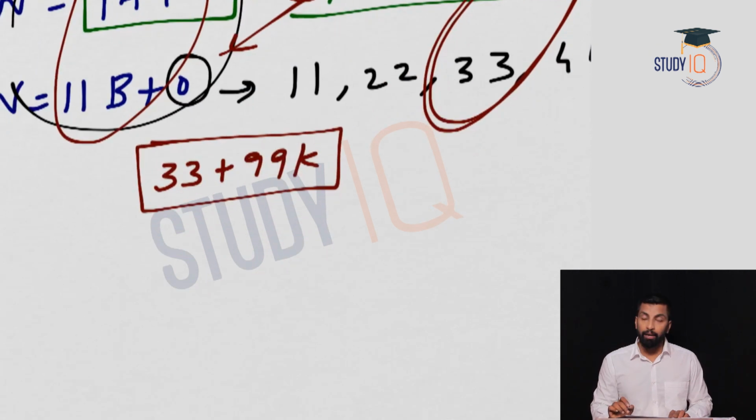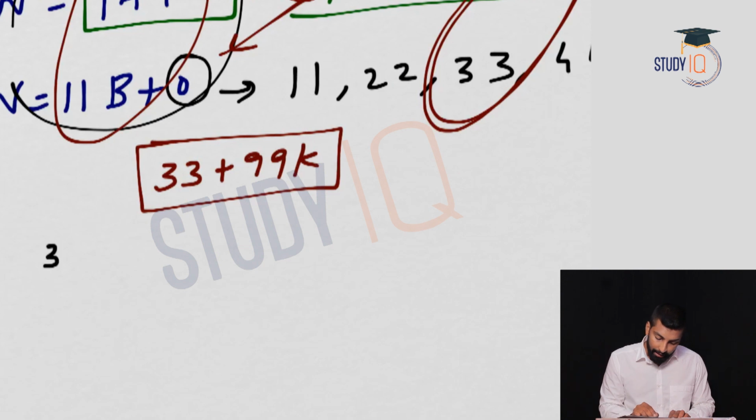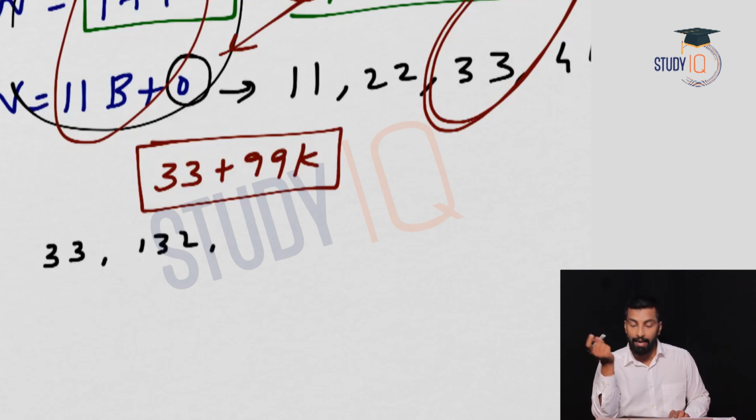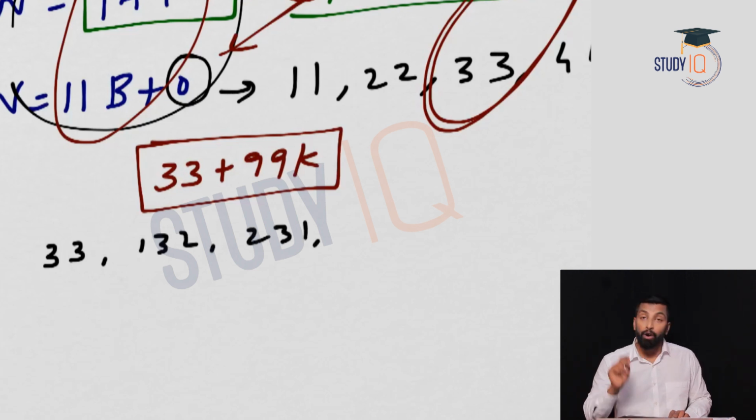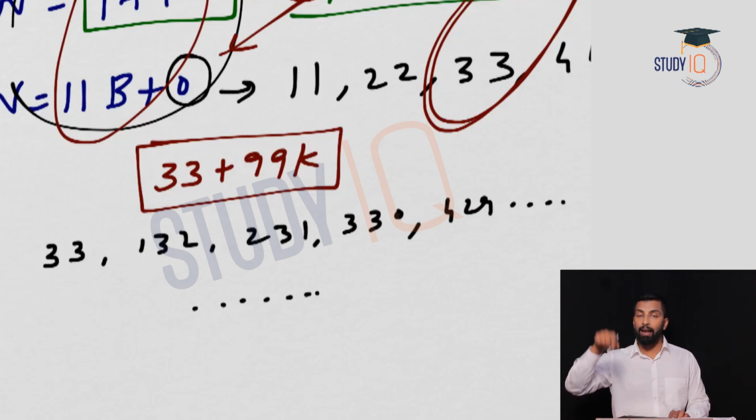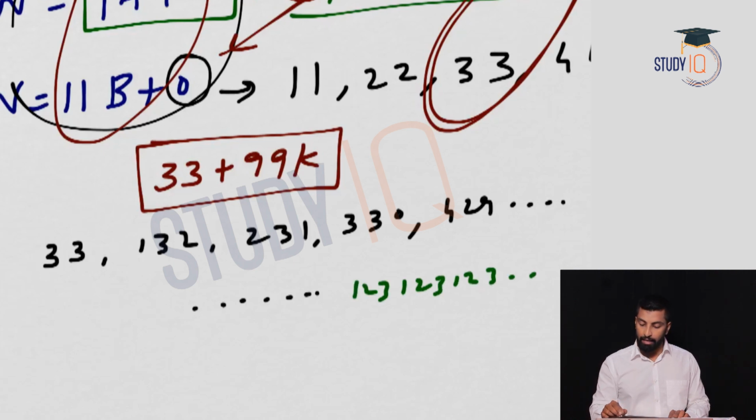But here, what is the first term if I ask you? 33. Second term, 33 plus 99, 132. Third term will be 132 plus 99, 231. Fourth term will be 231 plus 99, that is 330. Fifth term will be 330 plus 99, that is going to be 429. If you keep on writing this, in the end what you will get? You will get 1, 2, 3, 1, 2, 3, 1, 2, 3, etc.